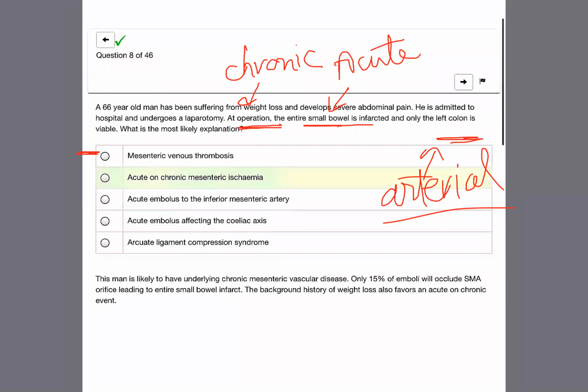So why is it not the inferior mesenteric? Acute embolus of inferior mesenteric: no, the left colon is intact. Acute embolus affecting the celiac axis: the celiac axis doesn't supply the colon. Acute arcuate ligament compression syndrome.